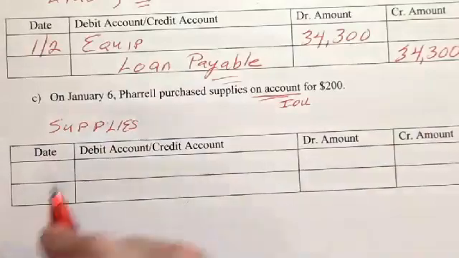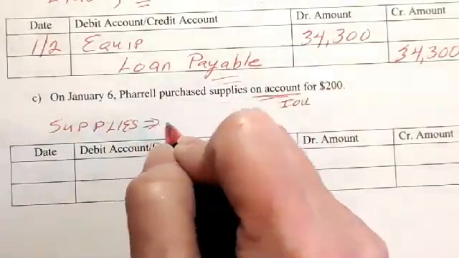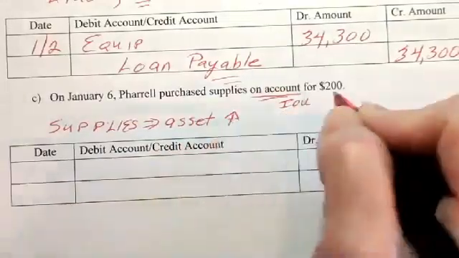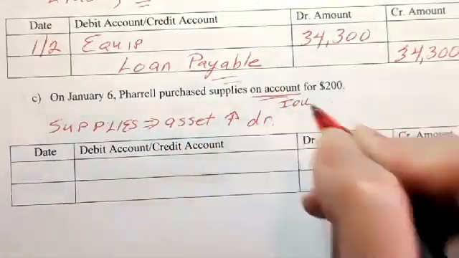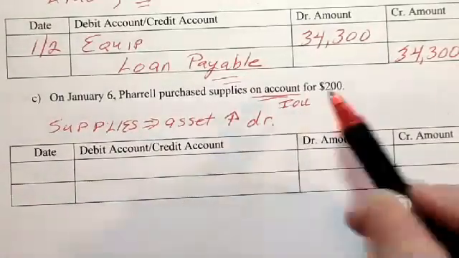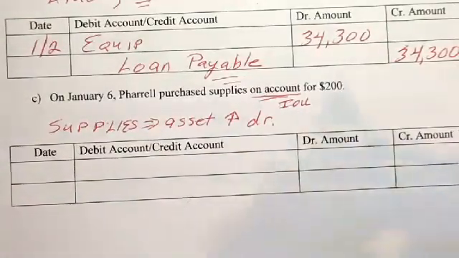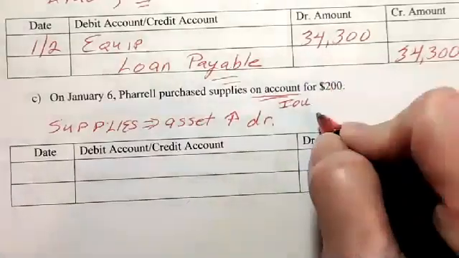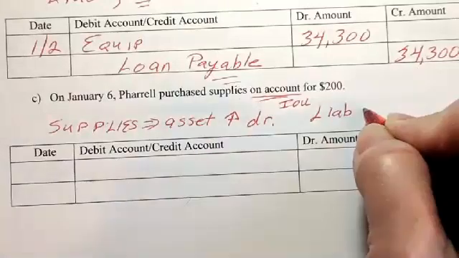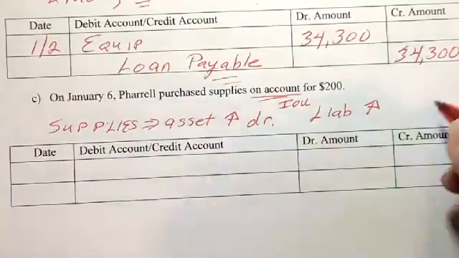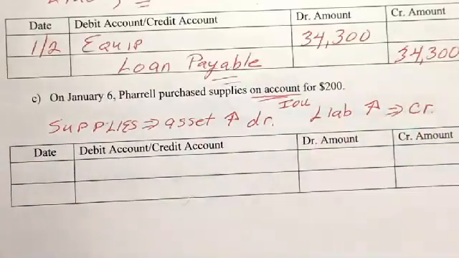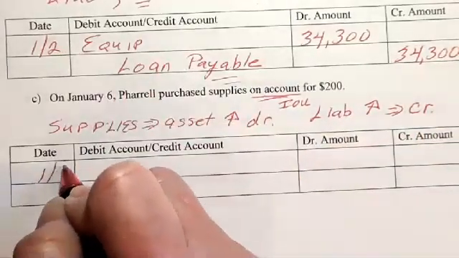The supplies, again, they're an asset. There's something you own. We're going to increase those by 200. So that's a debit. We purchased on account, so we didn't pay for them. So this is another liability. I owe that. I want to increase my liability. To increase your liability, that's a credit. So this is on the 6th.